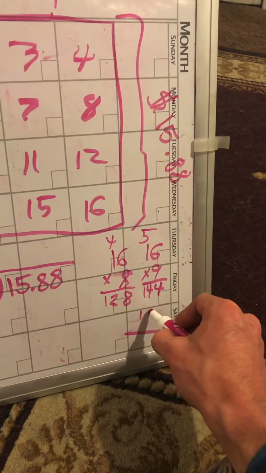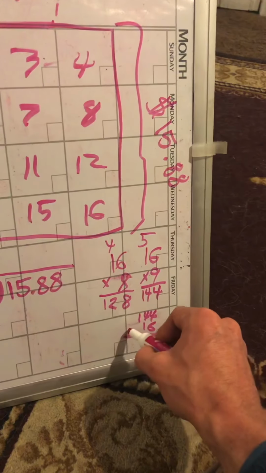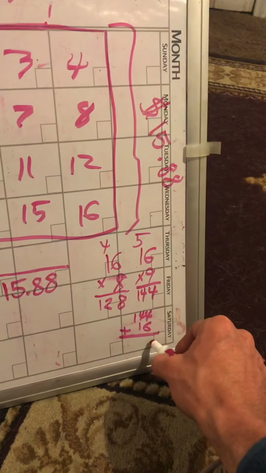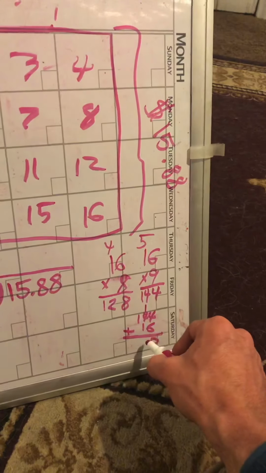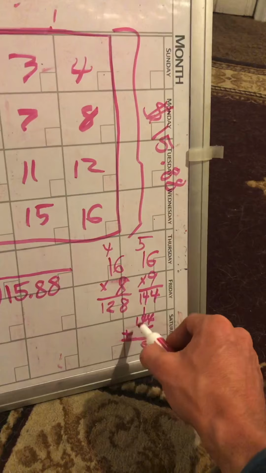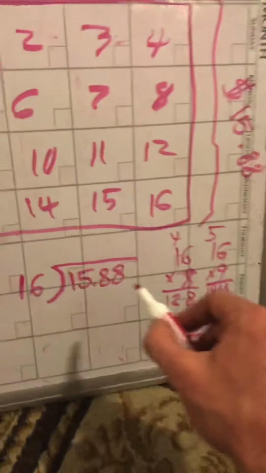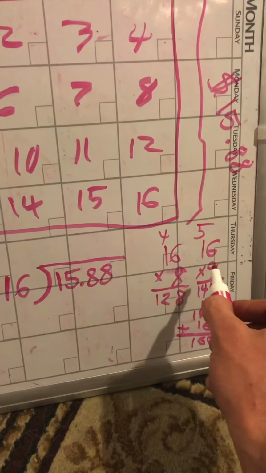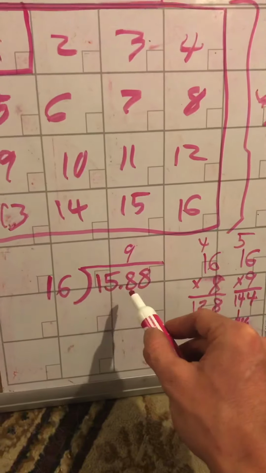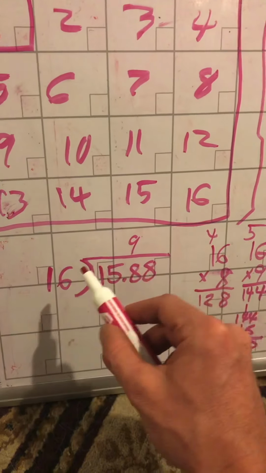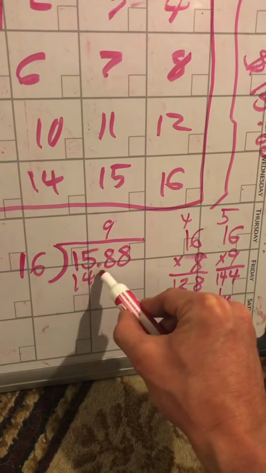But 144 plus another 16. 6 plus 4 is 10. 4 plus 1 is 5, plus another 1 is 6. And 1 plus 0 is 1. So that gives us 160. That's too big. That's bigger than 158. So we know it's 9. 16 goes into 158 9 times. If we multiply 16 times 9, we get 144. So we write that underneath here.